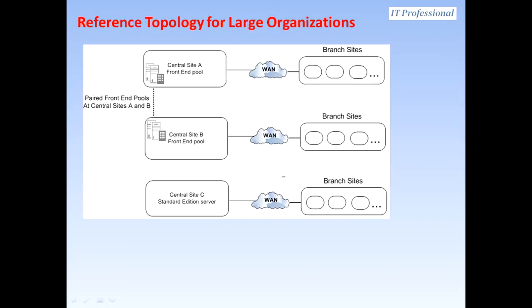Reference topology for large organizations. Here we have central site A with a front-end pool, and central site B with a front-end pool. Those are paired front-end pools at central sites A and B. Front-end pools are paired to enable disaster recovery. The front-end pools at Site A and Site B are paired with each other to provide disaster recovery support.